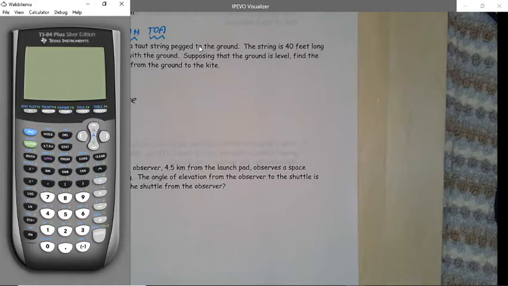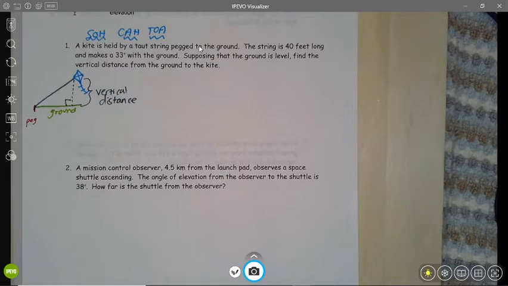So either way, by now you probably have decided which method you prefer to find the sides and angles of a right triangle. You can either use your calculator or Desmos.com. But anyways, let's get started.